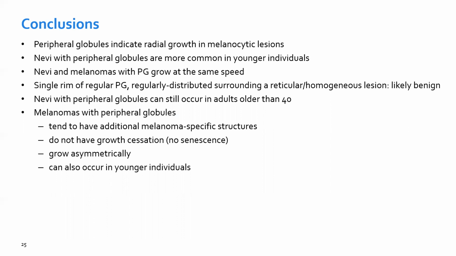To summarize, melanomas with peripheral globules tend to have additional melanoma-specific structures and do not stop growing since they do not enter senescence. They typically grow asymmetrically and can also occur in younger individuals, but they typically present with some of these aforementioned findings.